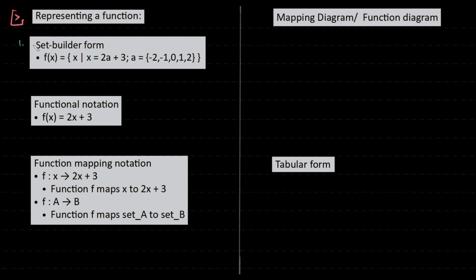The very first form is your set builder form. So how do you read it? f of x is equal to the set of all x such that x is equal to 2a plus 3, and set A is made up of -1, -2, 0, 1 and 2. So how does this help? This will help us indicate exclusively what the independent variables are, right? In this case, that's our independent variable.